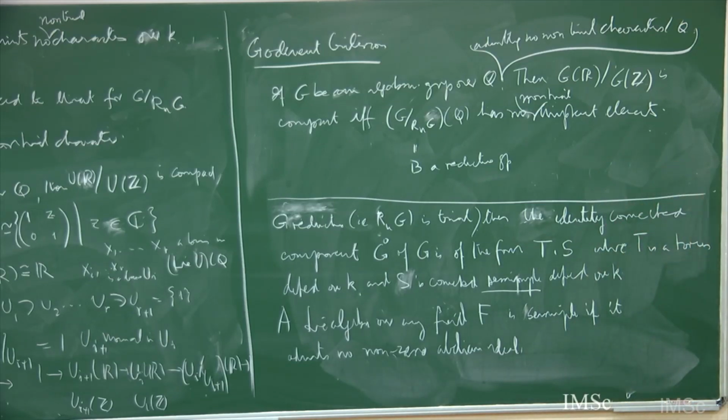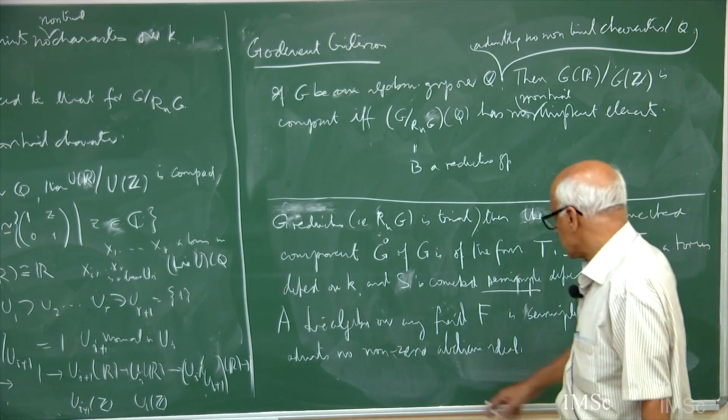Abelian means all bracket operations are 0. Ideal means you take an element x in the ideal and y in the big algebra, and the bracket should be in the ideal, as you do with rings, so with Lie algebras. A Lie algebra is semisimple if it admits no non-zero abelian ideal.